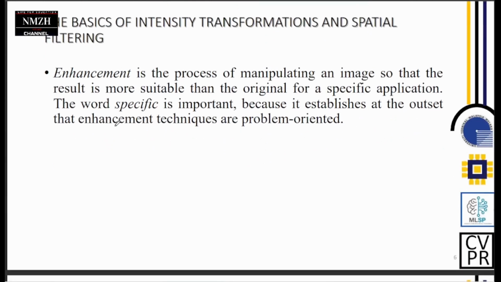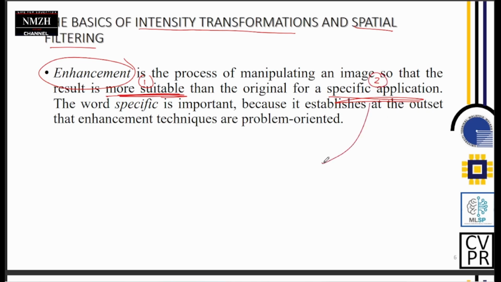So overall, this intensity transformation and spatial filtering is basically for enhancing the image, whereby enhancement is the process of manipulating an image so that the result is more suitable than the original for a specific application. So we have two things to be considered here. One is the most suitable picture rather than the original, and the second is a dedicated specific application. The specific here is important because it establishes the outset of the enhancement technique and that it is problem oriented.